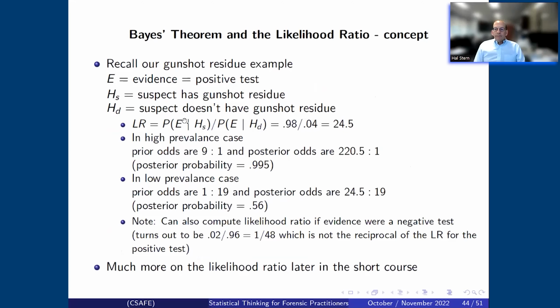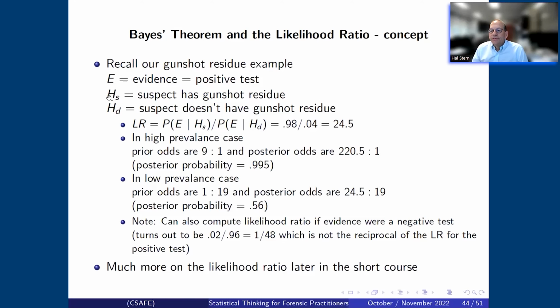So let me tell you how Bayes' theorem and the likelihood ratio play out, first in the gunshot residue case and then in the Skipper paternity case. The way the likelihood ratio works out is, in the gunshot residue example, the evidence we could think about as being the test result.